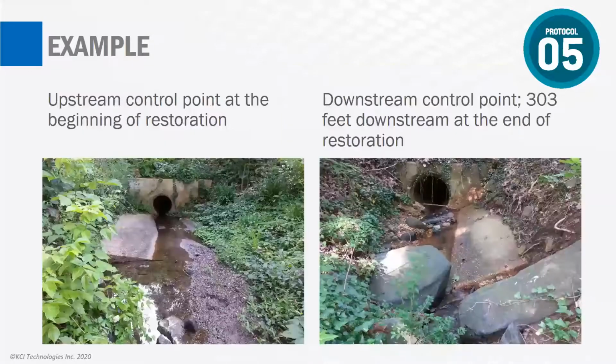So the first step is to determine the upstream and downstream control points. The downstream control point was at the end of restoration and was a culvert, and the upstream control point was at the beginning of restoration and also was a culvert. So there was no bedrock or infrastructure between the control points, so there were only these two defining points.